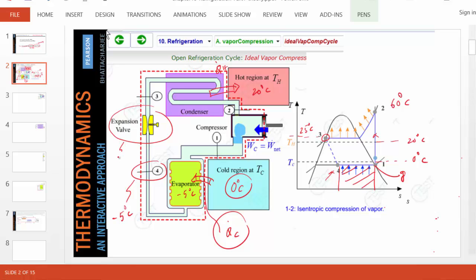Again, we'll analyze the expansion valve in detail. We have done it in chapter 4 in your previous thermodynamics class. But again, we'll analyze this and show that enthalpy remains constant.